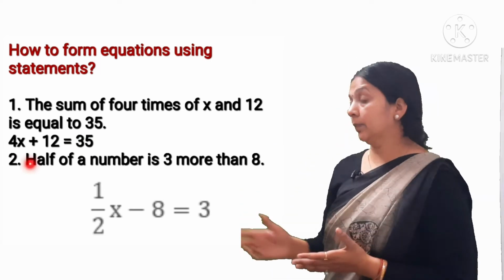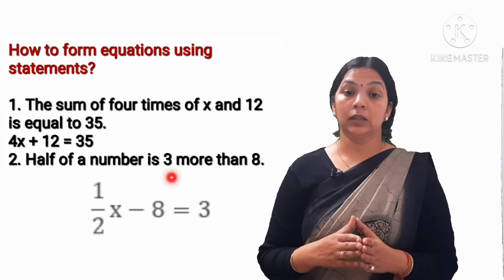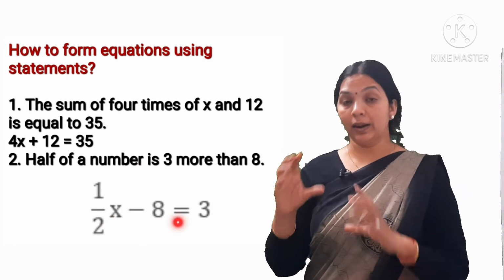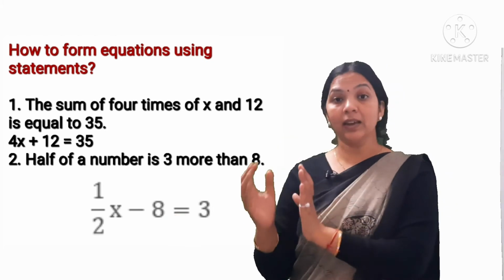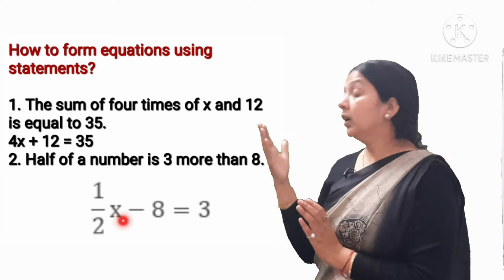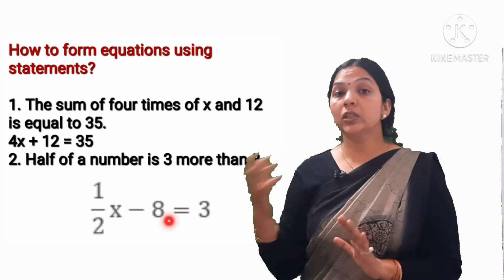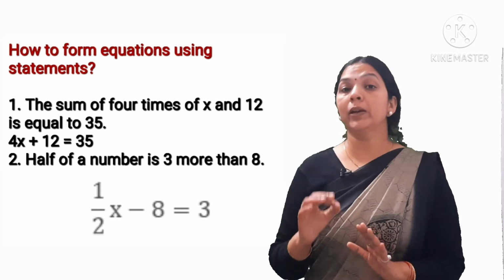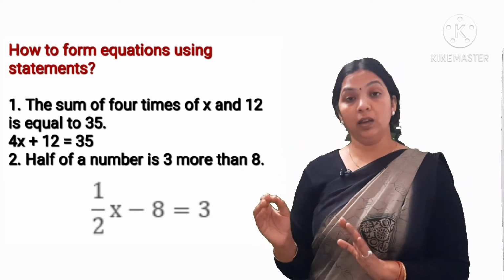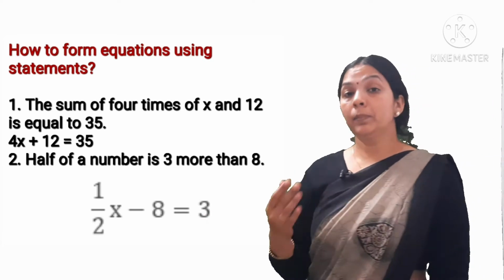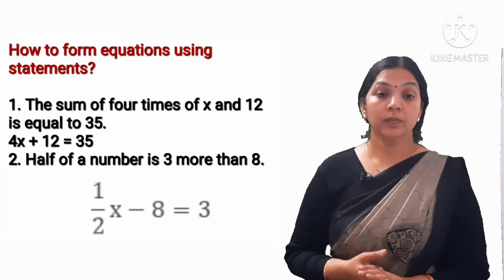Now the second example. Half of a number is 3 more than 8. If we consider that number as x, then half of the number, that is 1 by 2 x, is 3 more than 8. Okay, so half of the number, that is 1 by 2 x minus 8, is equal to 3. This is how we can make equations using statements.